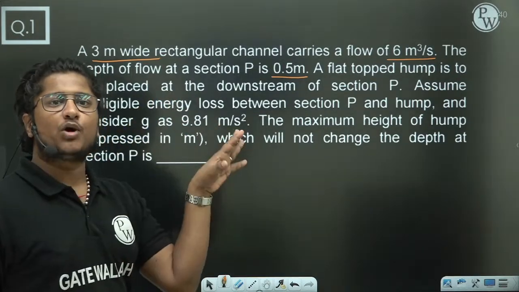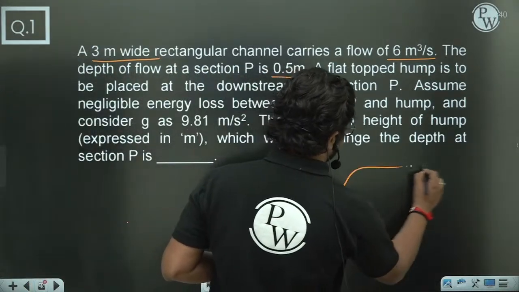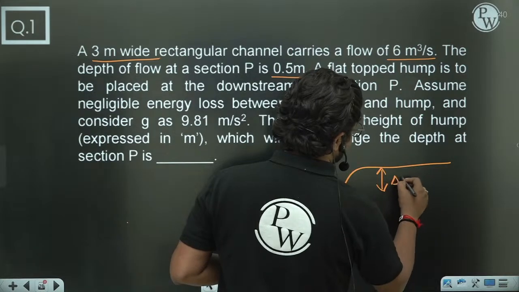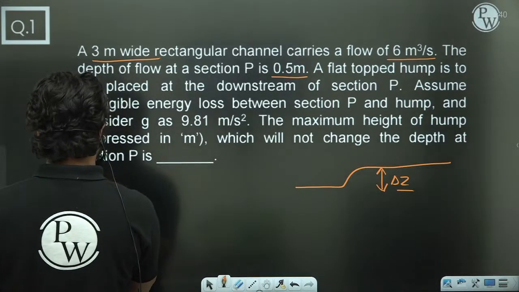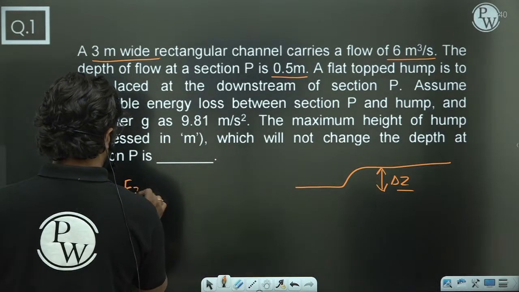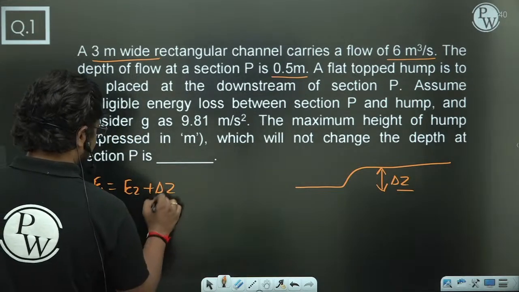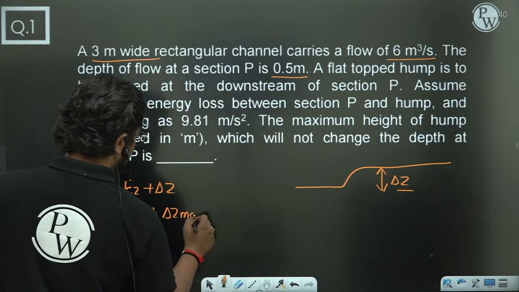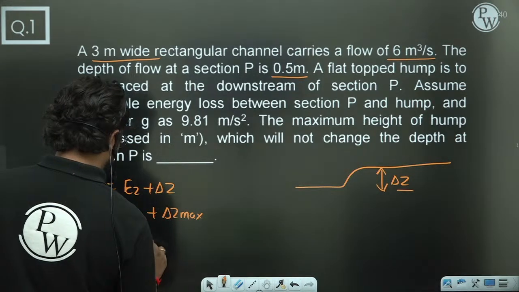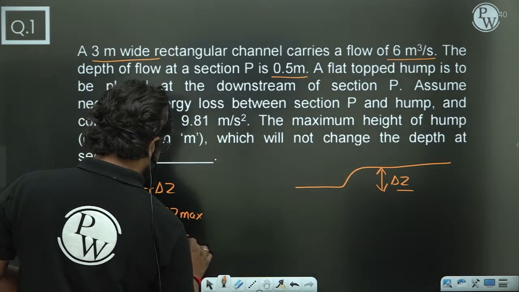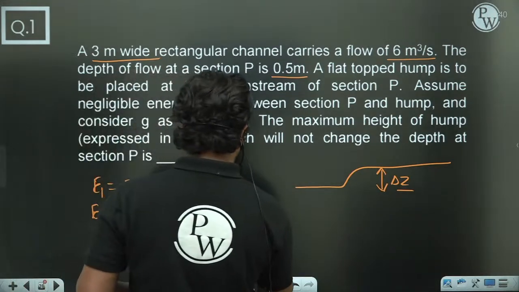So it's a case of channel bottom rise. First of all, it's a case of channel bottom rise, like this. This is the delta Z. They are asking for delta Z maximum. So you know this condition: E1 is equal to E2 plus delta Z. Now, as you want delta Z to be maximum, this E2 becomes EC. So delta Z maximum will be equal to E1 minus EC.